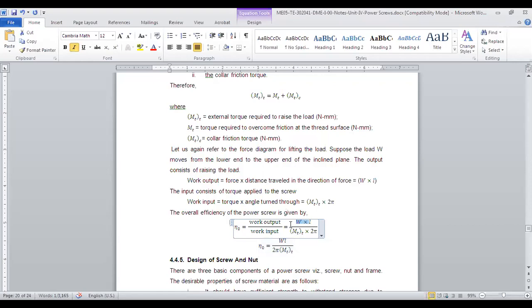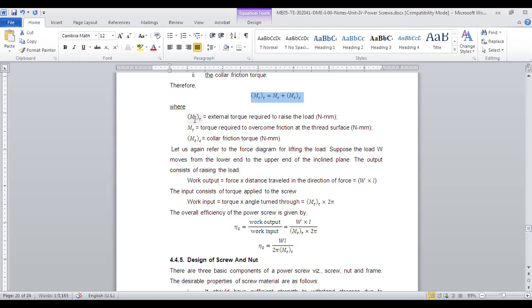Here W is the load, MTT is total torque. MTT, we have seen, is the torque required to overcome two frictions. First is the raising or lowering of the load, MT, and MTC is the collar friction torque. MTC is given by mu c into W by 4 into di plus do, and MT is given by W into dm by 2 into tan phi plus alpha.